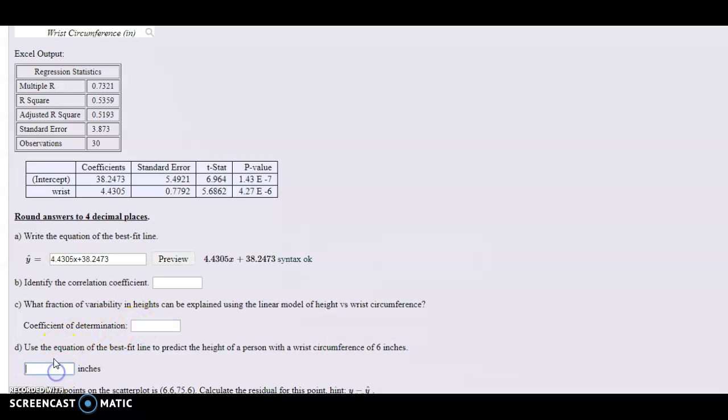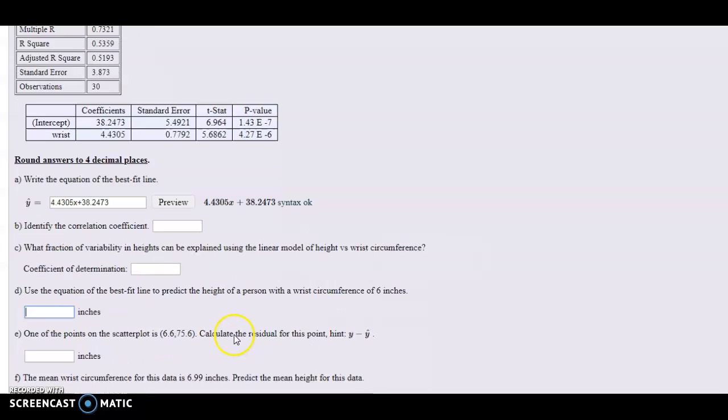Let's look at this one. Use the equation of the line of best fit, that's this line of best fit, to predict the height of a person with wrist circumference of 6 inches. So wrist circumference, remember that's our x value. What you have to do is take this 6 inches and plug it in here for x, and then compute what that is. 4.4 times 6 plus this thing.